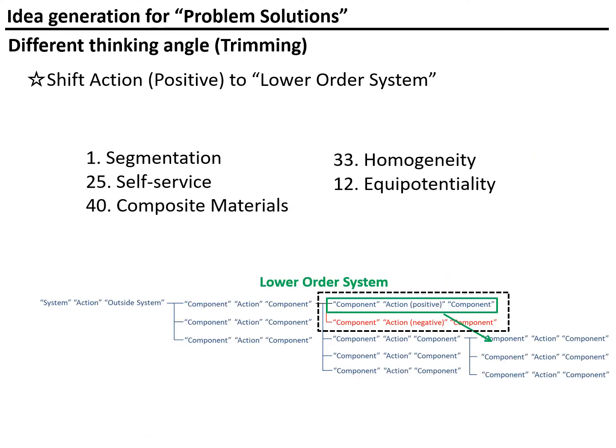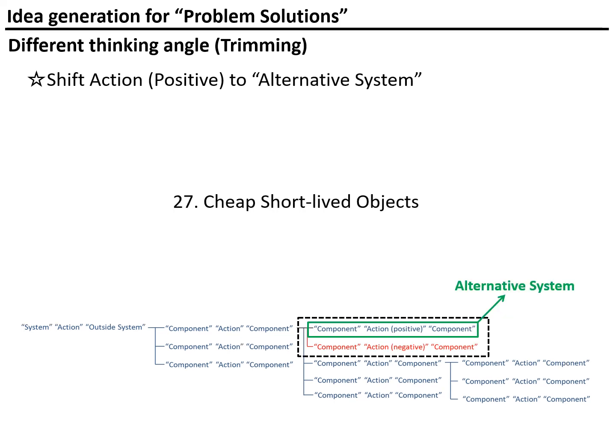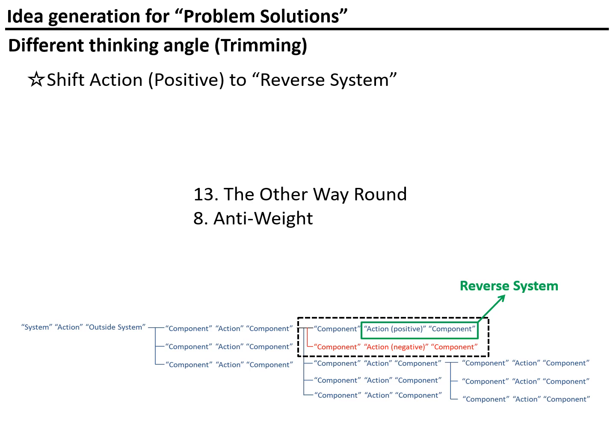Then the next strategy is to shift the positive action to a lower order system. You may apply these 40 inventive principles. Then when you are thinking about letting some components in the upper order system do something instead of the current function, you may apply these 40 inventive principles. Then you may use an alternative system. You could apply cheap short-living objects, which is one of the 40 inventive principles. Then also similarly the reverse system.